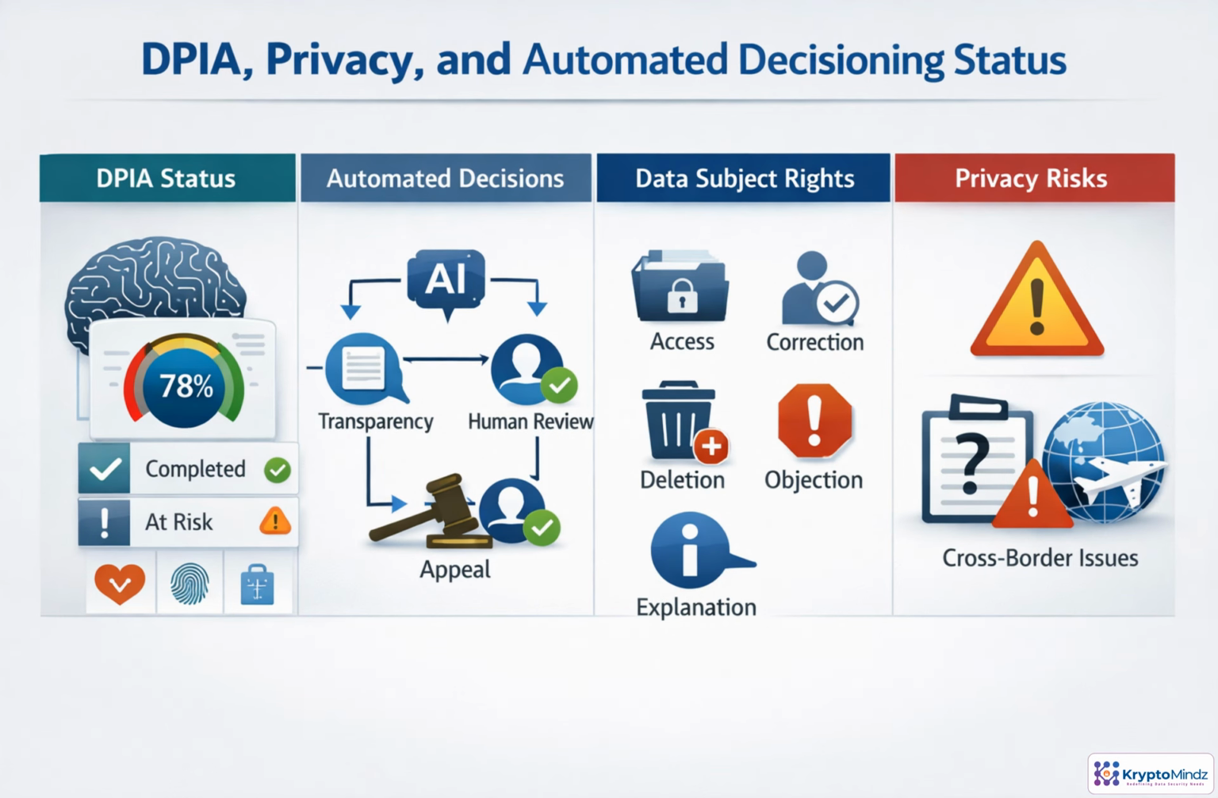Privacy governance cannot be treated as a legal review at the end. It needs to be built into AI oversight. Executives should know which systems have completed DPIAs, which still carry unresolved privacy risks, and whether automated decisions can be explained, reviewed, and challenged. They also need confidence that people can exercise their rights, including access, correction, deletion, objection, and explanation. Gaps in lawful basis, sensitive data handling, or cross-border transfers should be escalated early.